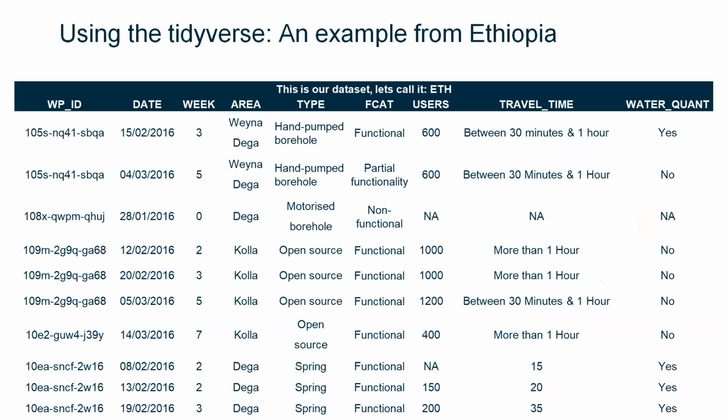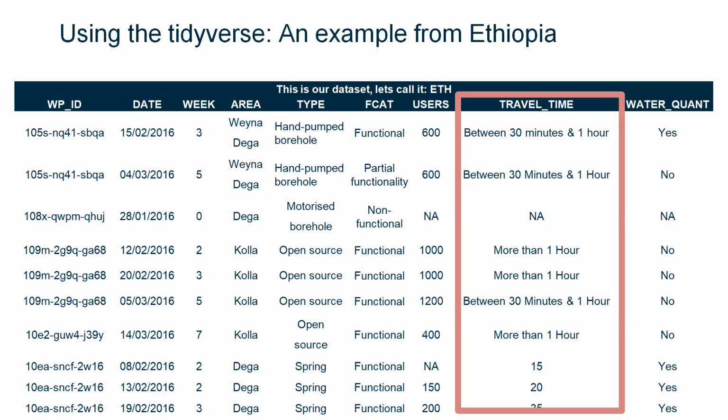And just to give you an idea of what the data actually look like, we have our variables along the top, we have our observations in the columns here, and this data set is what I'll refer to throughout the rest of the presentation. Just for reference, from now on, I'll call it ETH.